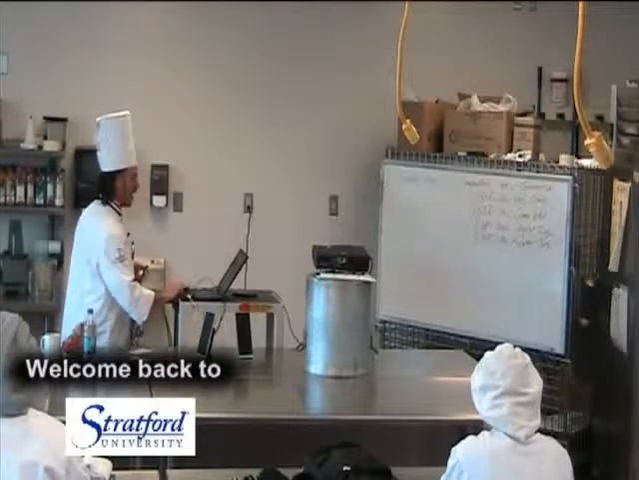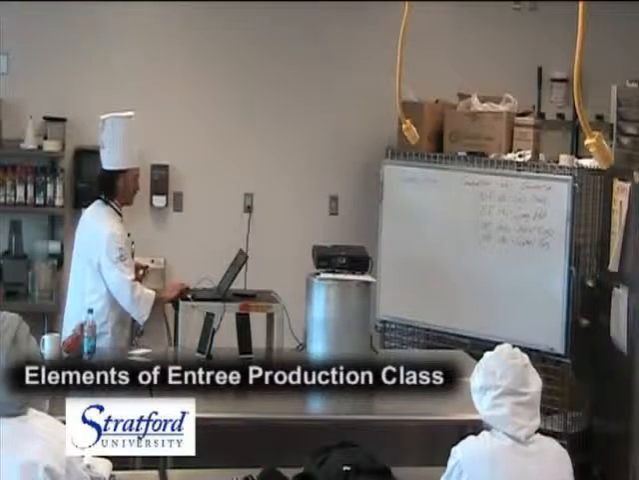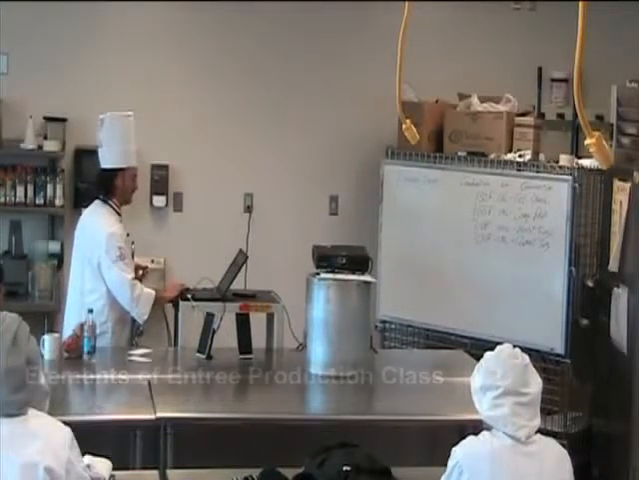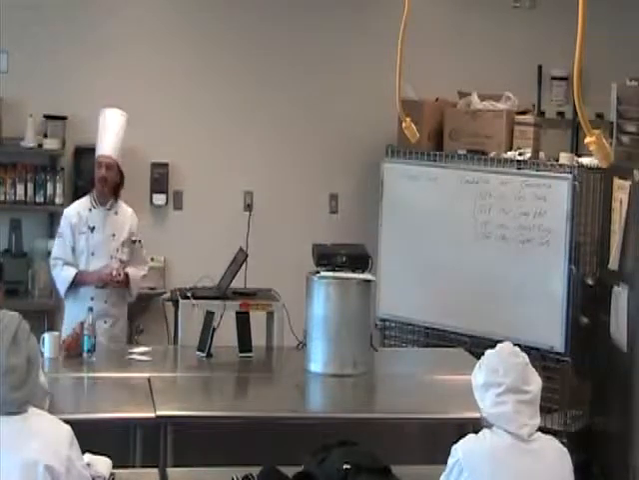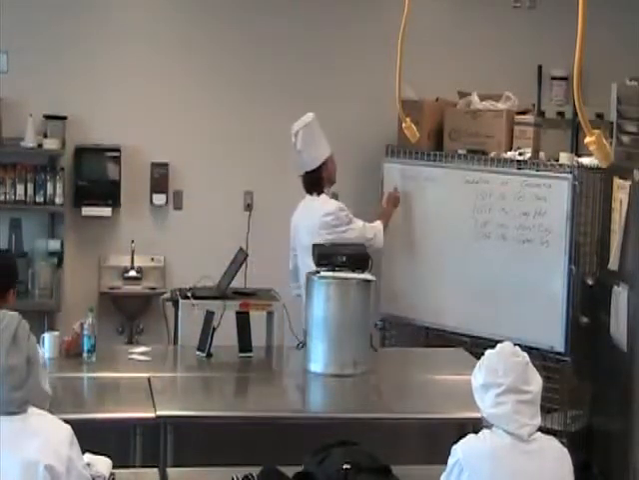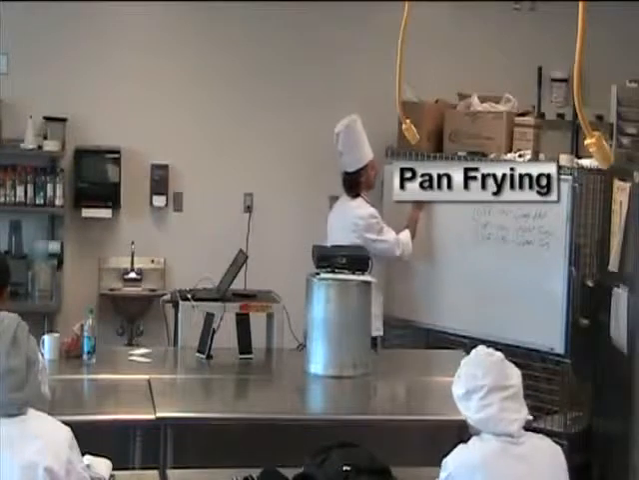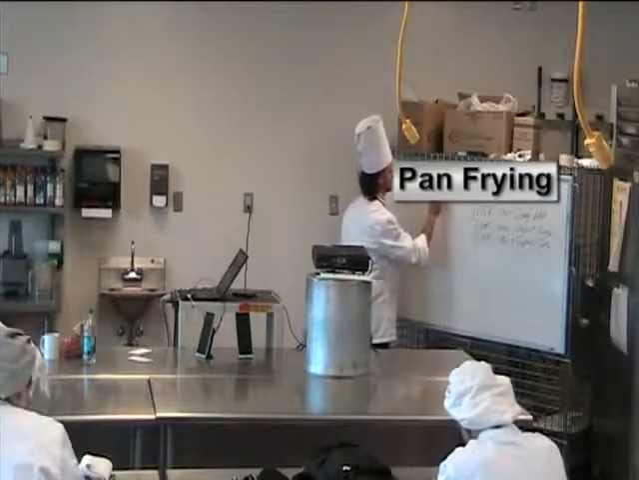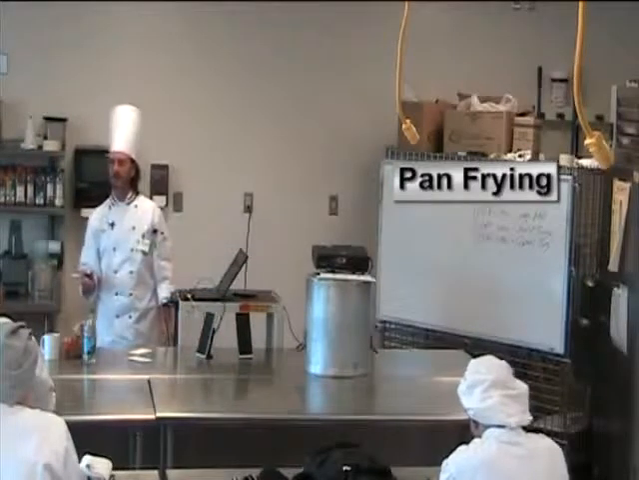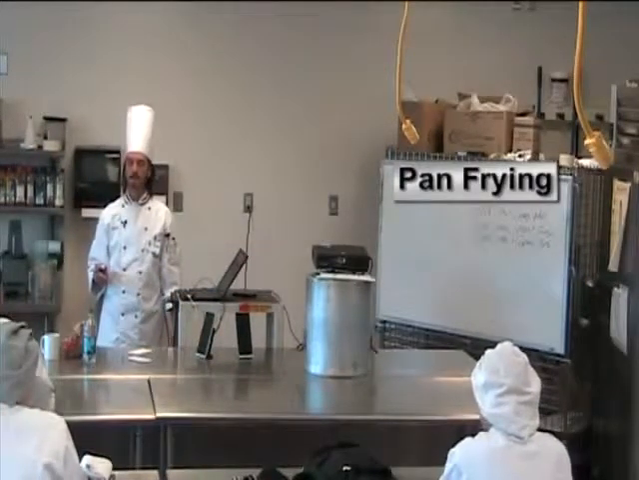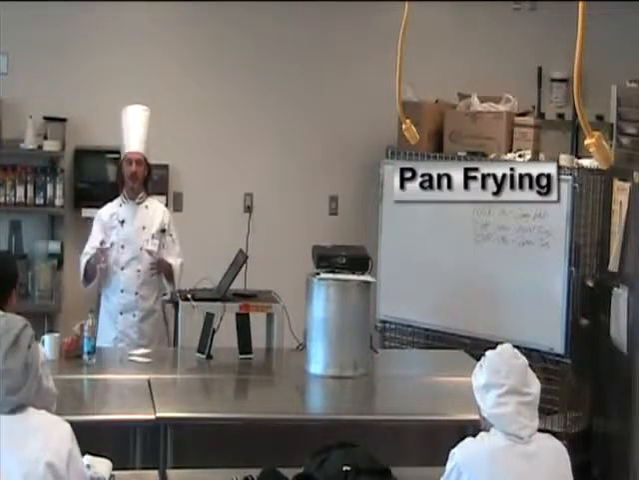So we talked about our dry heat cooking methods, things like roasting. We talked about saute. We talked about broiling, grilling. Today, we're going to talk about pan frying. Pan frying, conductive or convective?